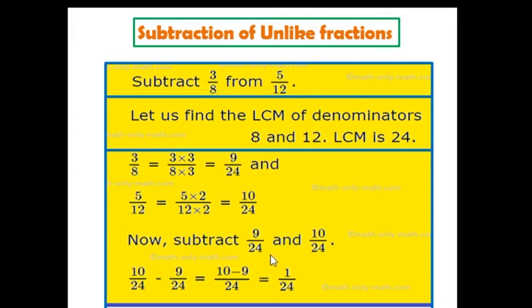So, what will we do? 10 by 24 minus 9 by 24. So, 24 is common, it means the same denominator here. Now, 10 minus 9, that is 1 by 24. This is all about our subtraction of unlike fractions.